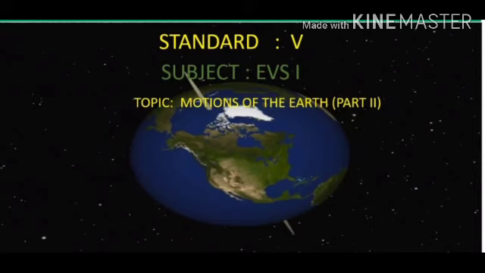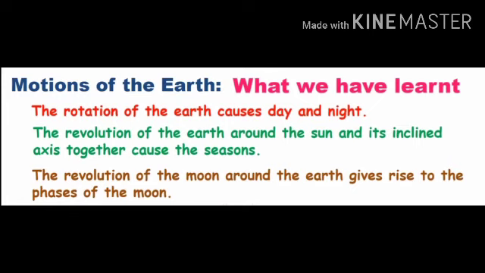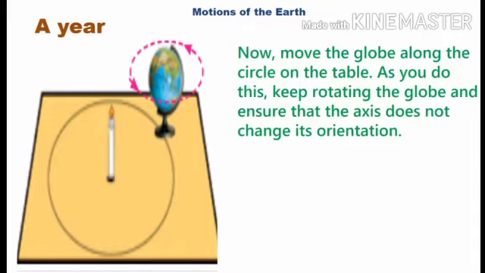Let's revise what we have learnt earlier. The rotation of the earth causes day and night. The revolution of the earth around the sun and its inclined axis together causes the seasons. The revolution of the moon around the earth gives rise to the phases of the moon.